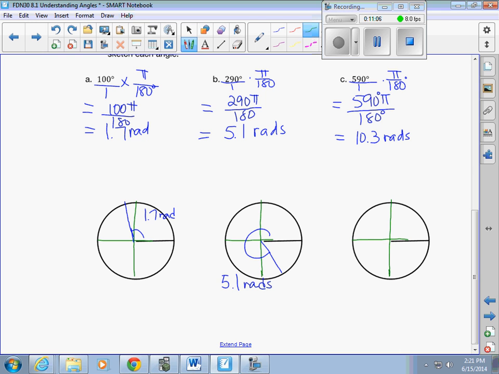So if I do it in degrees or radians, it doesn't really matter. All the way around gives me 360. Another 90 degrees, to there, 360 and 180 is 540. And I need another 50 degrees, so a little bit more than half. So that is 590 degrees approximately. So that is my 10.3 rads.